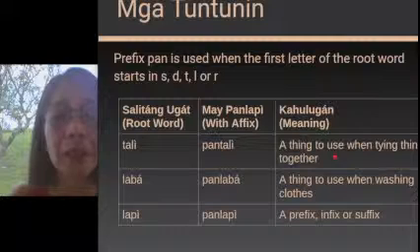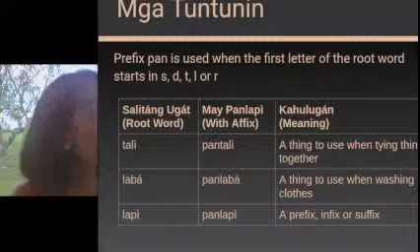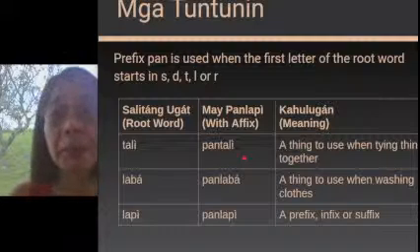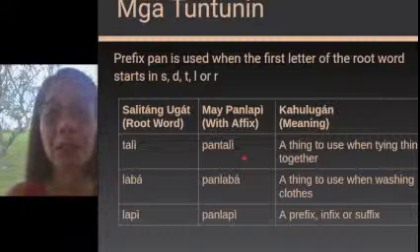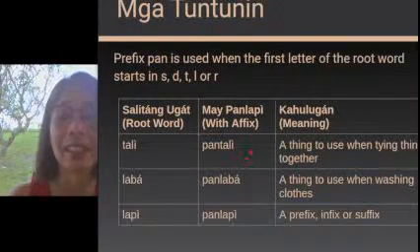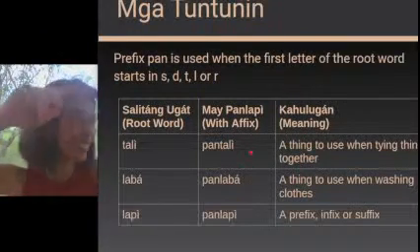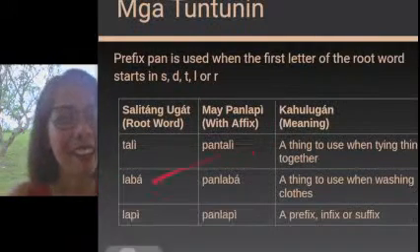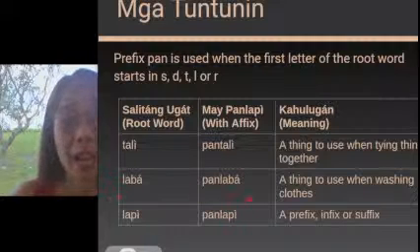A thing to use when tying things together. Pantali. Okay. So you're working, for example, with our luggage, and we need to tie them together. Pantali is what you want. Right? Pantali. And we want clothesline. They can be used as pantali. Clothesline. Okay.